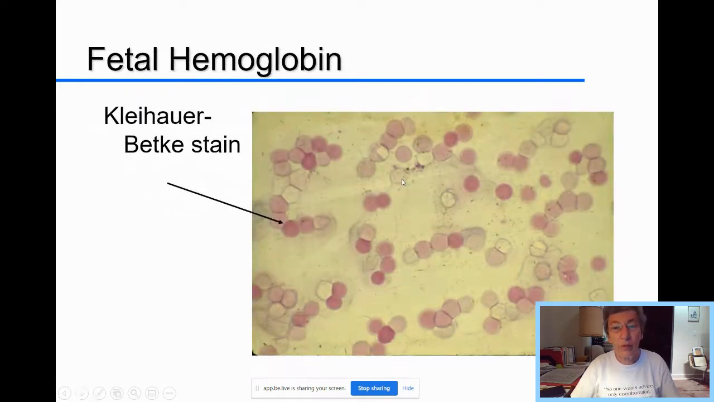Fetal hemoglobin, which is a topic that I've been studying for a number of years, there's a special stain described by Drs. Kleihauer and Betke, and the cells that contain fetal hemoglobin actually stain bright pink, or less pink if they have a mixture of fetal and adult hemoglobin.